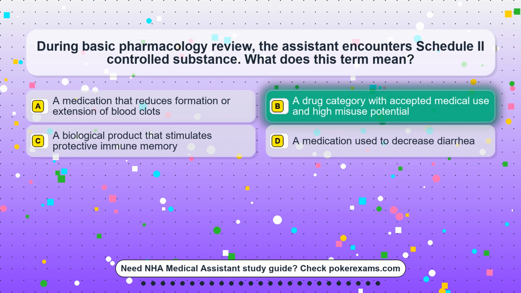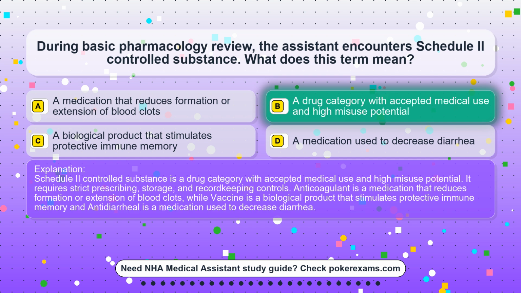The correct answer is option B. A drug category with accepted medical use and high misuse potential. Schedule II controlled substance is a drug category with accepted medical use and high misuse potential. It requires strict prescribing, storage, and record-keeping controls. Anticoagulant is a medication that reduces formation or extension of blood clots, while vaccine is a biological product that stimulates protective immune memory, and antidiarrheal is a medication used to decrease diarrhea.